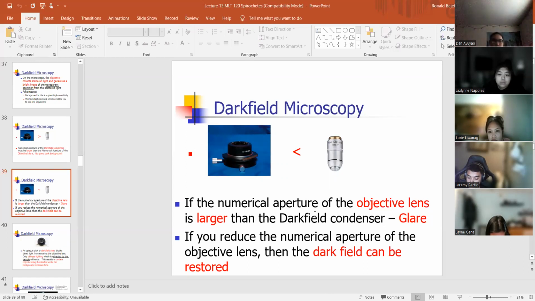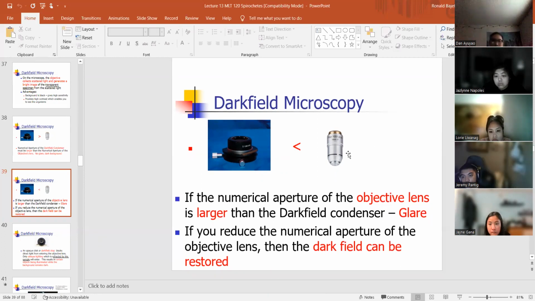If you adjust the numerical aperture of the objective lens and the dark field condenser, you want to minimize the glare. So reduce the numerical aperture of the objective lens. Right here, this is a glare situation. The numerical aperture of the objective lens is too high. It's greater than the dark field condenser, so you need to reduce this, okay? Once you do that, dark field can be restored. The numerical aperture of the objective lens has to be lower than the dark field condenser.